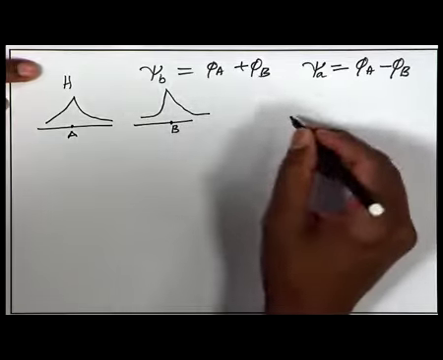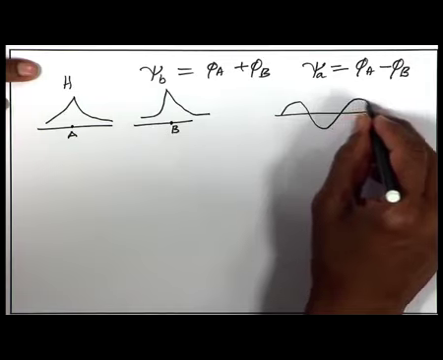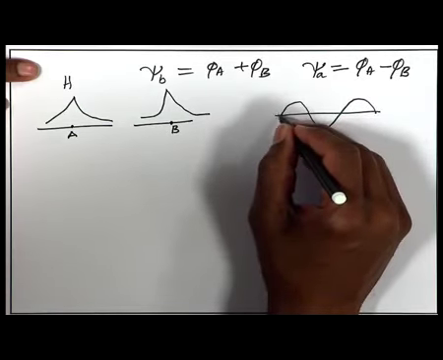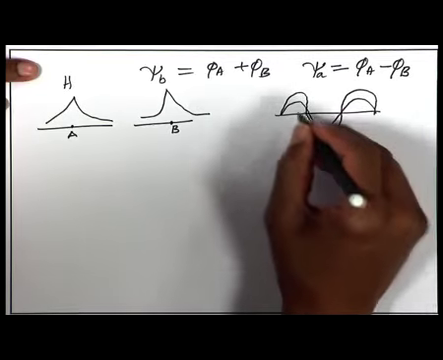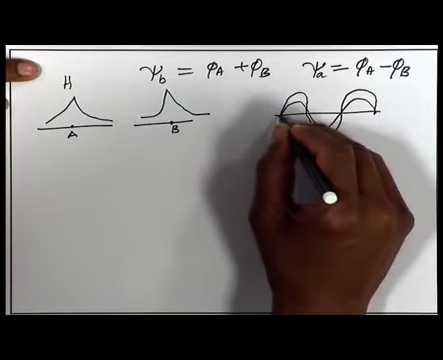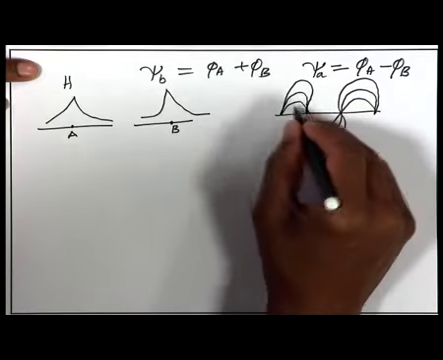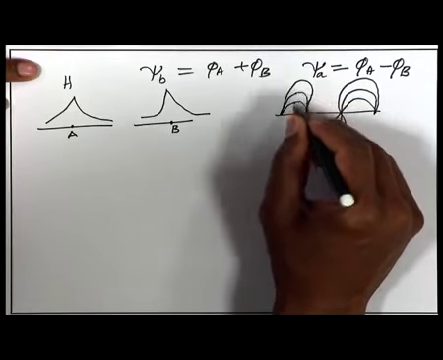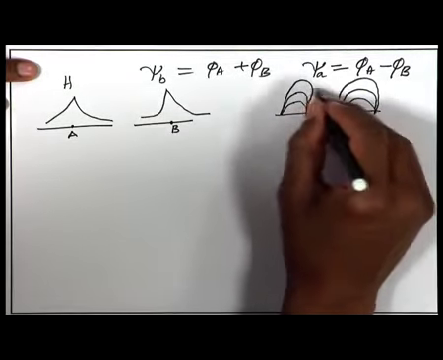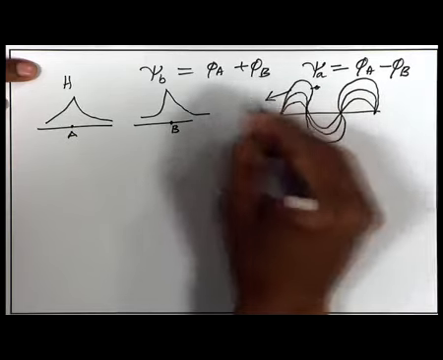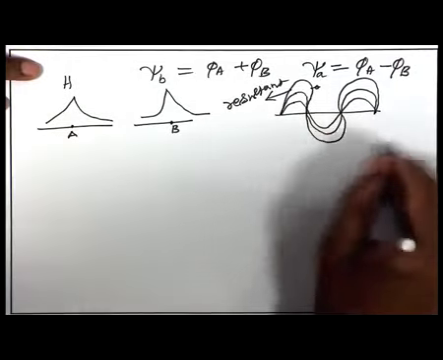What is that? If you take a wave, this is one wave. You take another wave like that, then the resulting wave could be like that. So this is one wave, this is another wave, they add up, and the resultant wave has higher amplitude. This is called constructive interference.